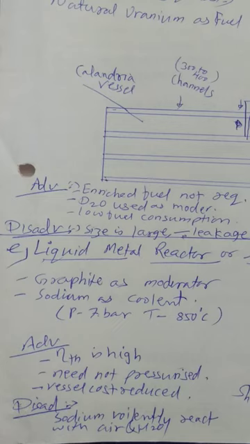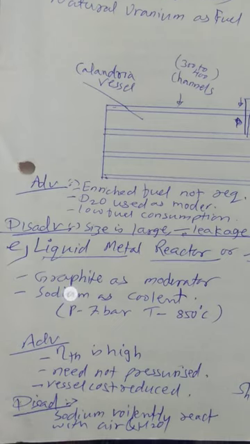And the disadvantage, if we see, is that sodium reacts violently with air and water. An intermediate heat exchanger is required because this is the only system where we use two heat exchangers. And why? Because we need to separate the radioactive sodium from the water and steam. Any leakage of the sodium coolant is also highly dangerous, so very high precautions must be taken in this type of reactor.